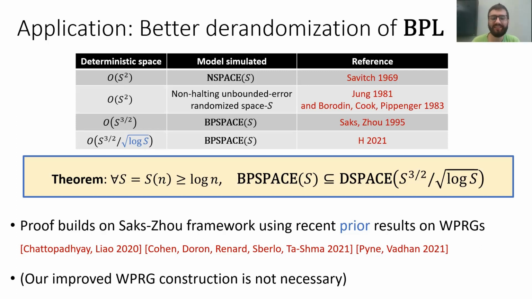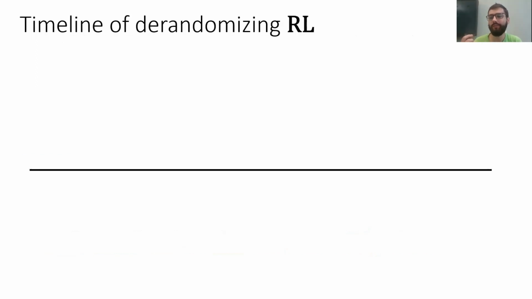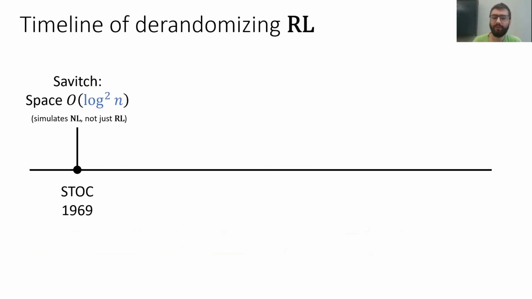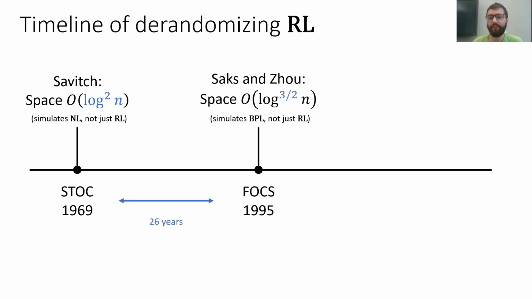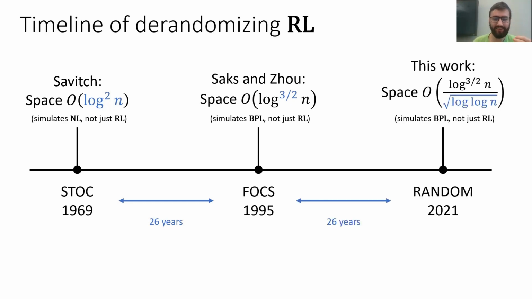I want to also point out just something amusing about this timeline here. If you focus on the problem of derandomizing RL, right, these are algorithms with one-sided error, then the first derandomization is just Savitch's theorem, which already implies that RL can be derandomized in space log squared n. And then 26 years after Savitch's theorem, Saks and Zhou presented their algorithm with this improved bound of log to the 3/2 n. And now, 26 years after Saks and Zhou's algorithm, we have this slightly improved bound. We can shave off this factor of square root log n. So it's 26 years in both cases.